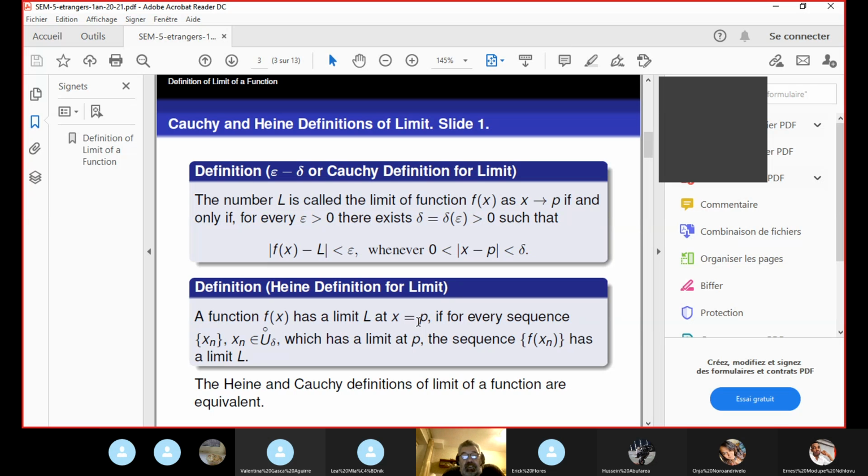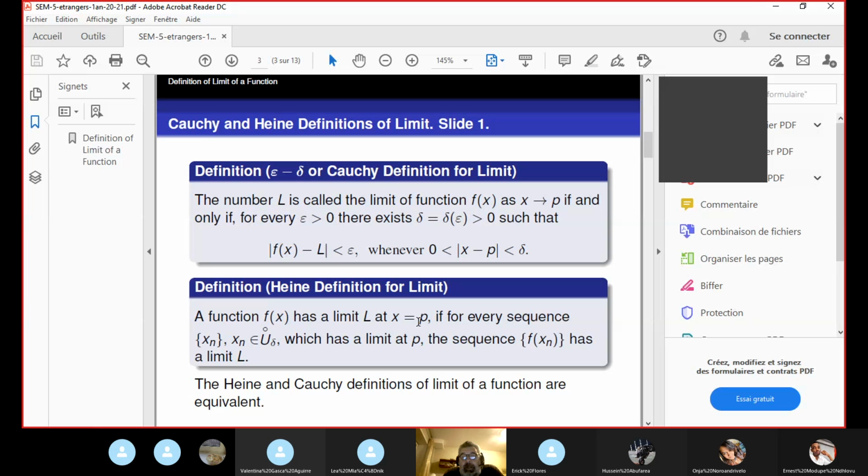So now the second definition. Usually in the English literature, you can find the sequence definition of the limit. So it is due to Heine, and it reads: a function f has a limit L at the point x equals p if for every sequence x sub n, where x sub n belongs to this deleted neighborhood of your point p, which has a limit, the sequence f of x_n has a limit L. So you see the idea.